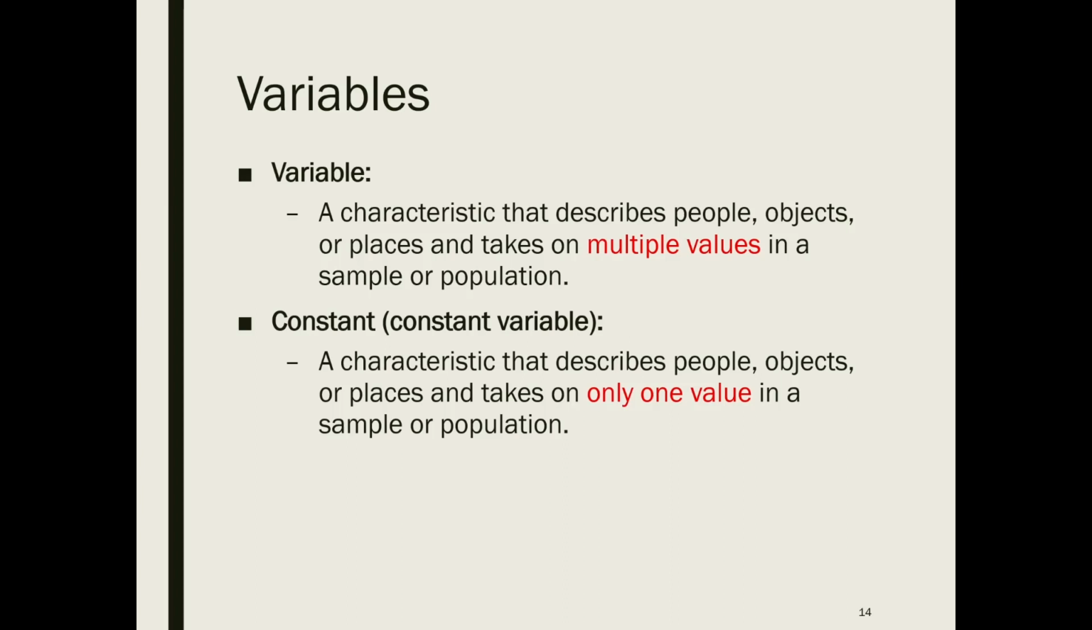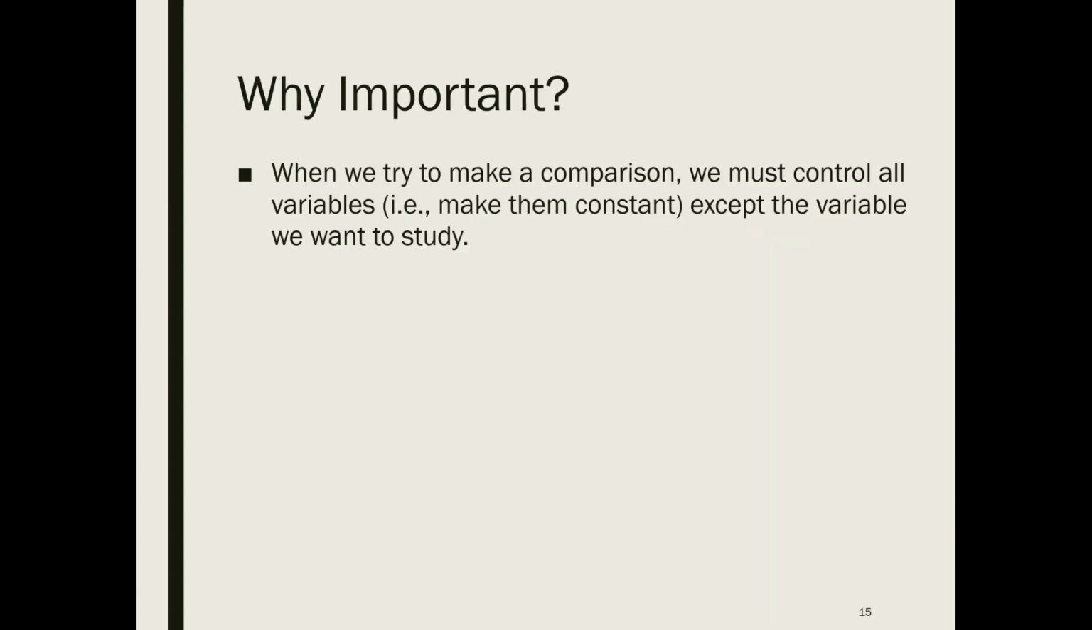Okay, so it's not so meaningful to say variable or constant based on a single case, a single person, a single location, a single subject. Usually we use variable and constant in a sample or a population. Now, why is this concept so important? Because when we try to make a comparison, we must control all variables except the variable we want to study.